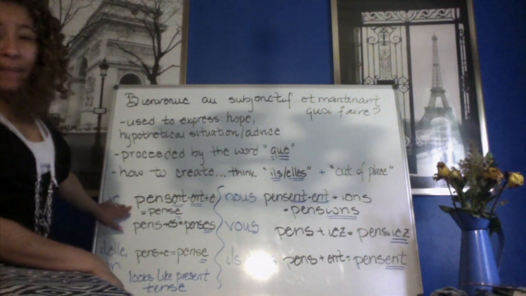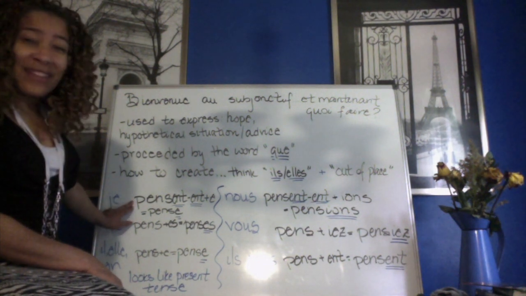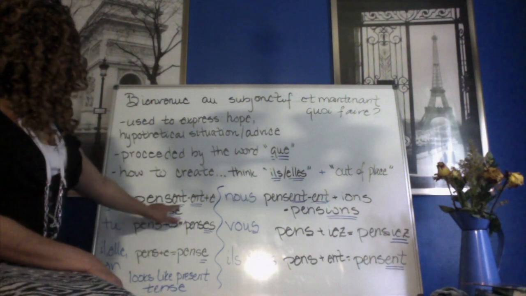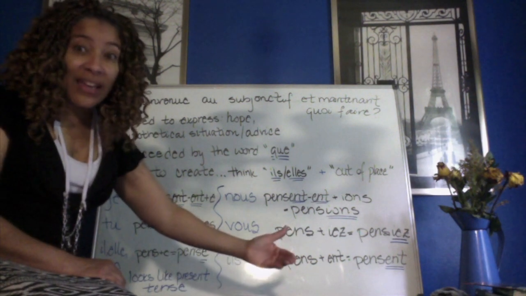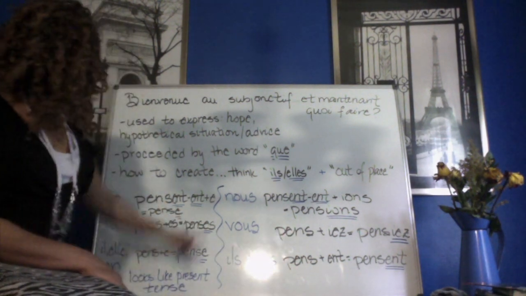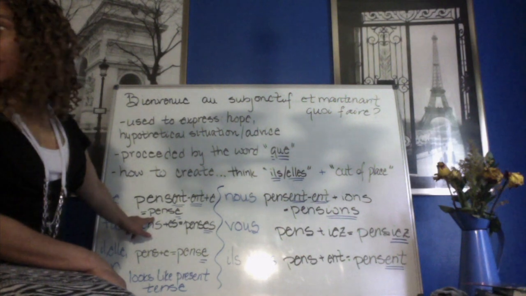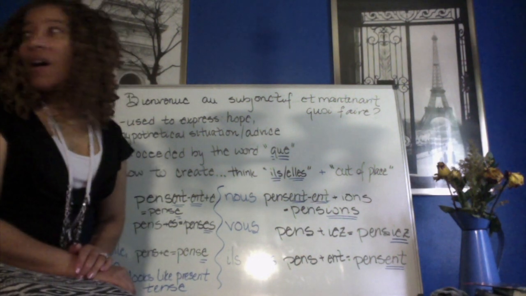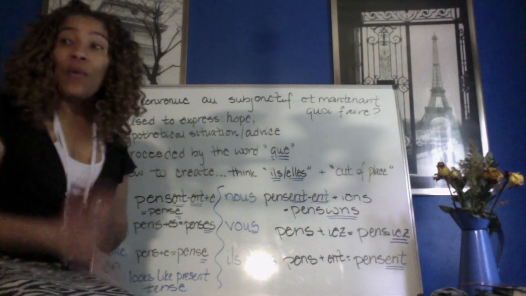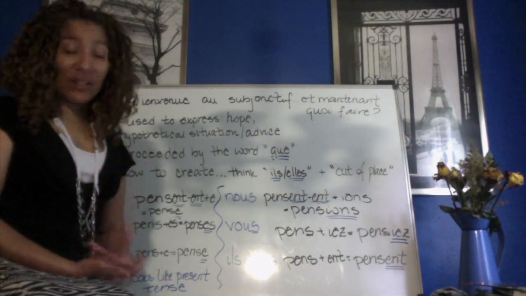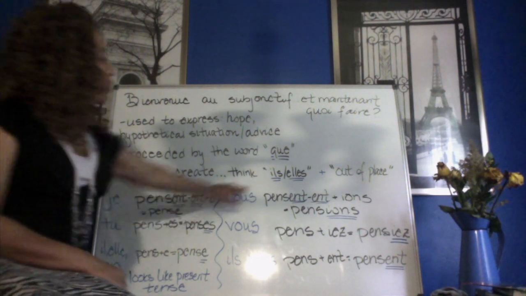So I took the verb penser, right? And I took the third person plural, la troisième personne du pluriel, and I conjugated it. So it's P-E-N-S-E-N-T, right? Now I have to remove the ending, the E-N-T, and I have to add an E. So it looks like pense, je pense. Now, what we're going to do is, okay, so how do we create the subjunctive? What you can see here is I took je and I used the plural form of pense.